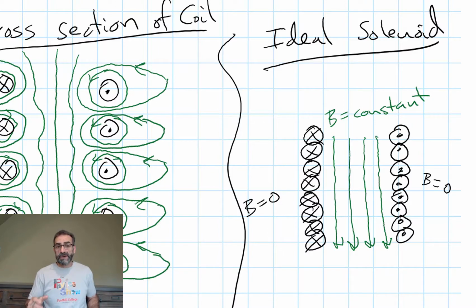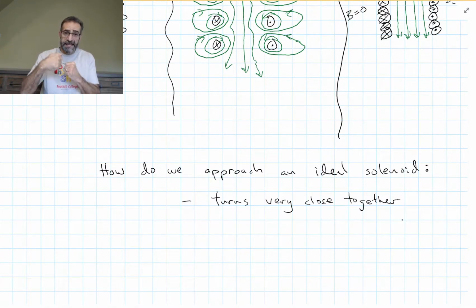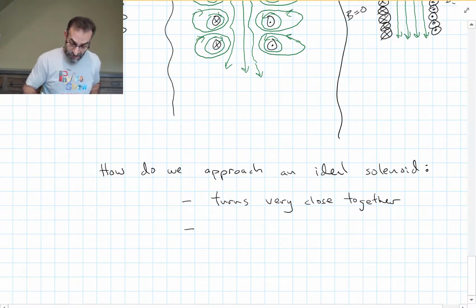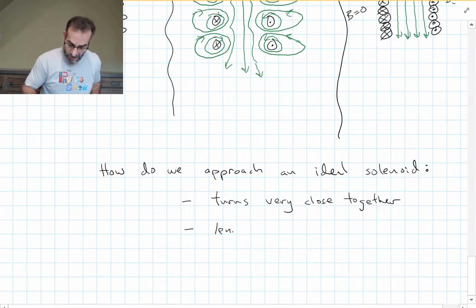So how do we approach an ideal solenoid? The turns have to be very close together. Those wires have to be packed very tightly, very close together. And it has to be long. An ideal solenoid would be infinitely long, but we know we can't make an infinitely long solenoid, so we say the length has to be much greater than the radius.